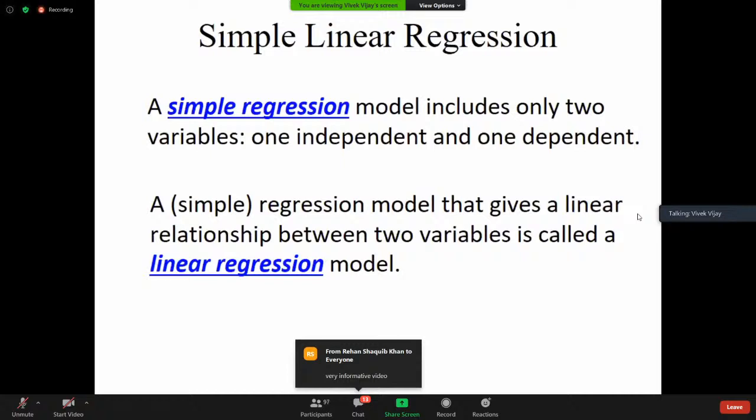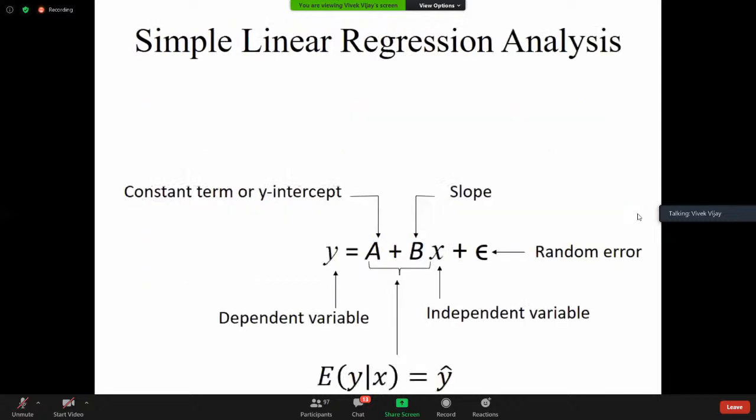So a very simple analysis, but very important. Simple regression is like going for one model prediction from another, going for one variable from another variable. If it is assumed to be linear, then it is simple linear regression. These are technical terminologies.